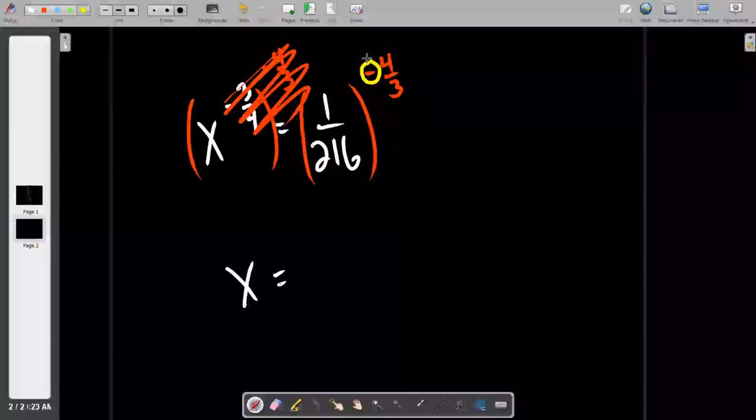So I'm going to take the 1 over 216 and I'm just going to give them an upwards flip and say, oh, your new name is 216. And your new exponent is this beautiful, shiny little 4/3. Notice the negative has been spent. It's gone.